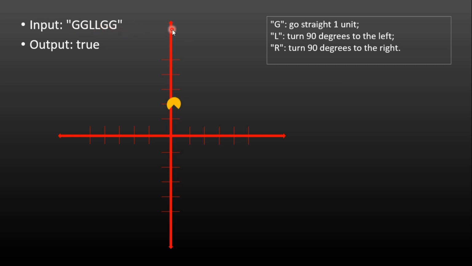So it will move 1 unit. So here it will move 1 unit to the south, again it will move 1 unit to the south, and if you see, now it again came back to the origin, right? So in this case the output should be true because it came back to the origin, right?